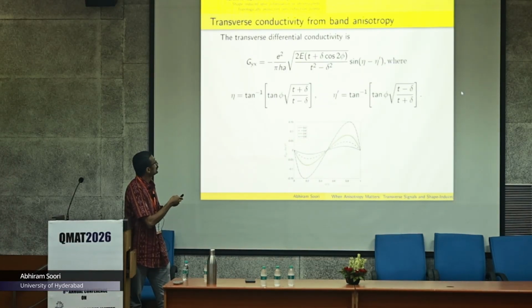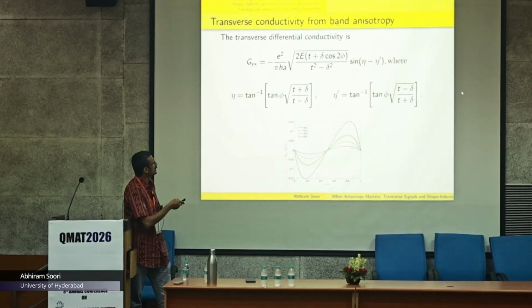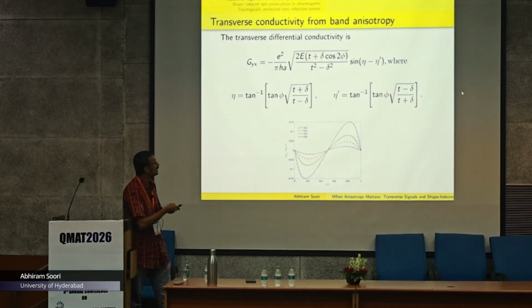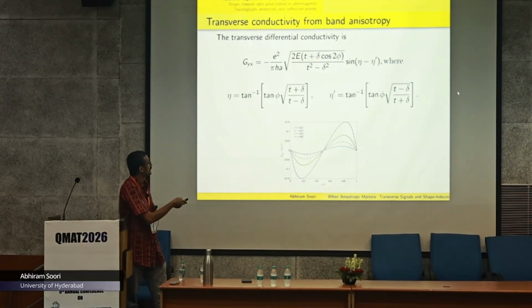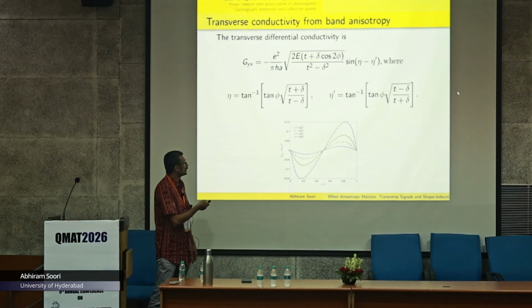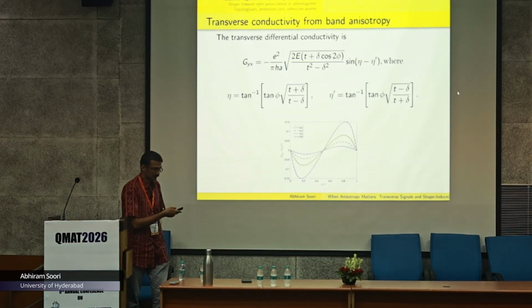And Gyx, so you see that in the limit of delta going to 0, this will be 0. That's because there is a sign of eta minus eta prime. So you see eta and eta prime are given by these expressions. And also when phi equals 0 or pi by 2, you will get this transverse response to be 0. And the plots look like this basically. So Gyx versus phi I am plotting, and these different curves are for different values of the bias.